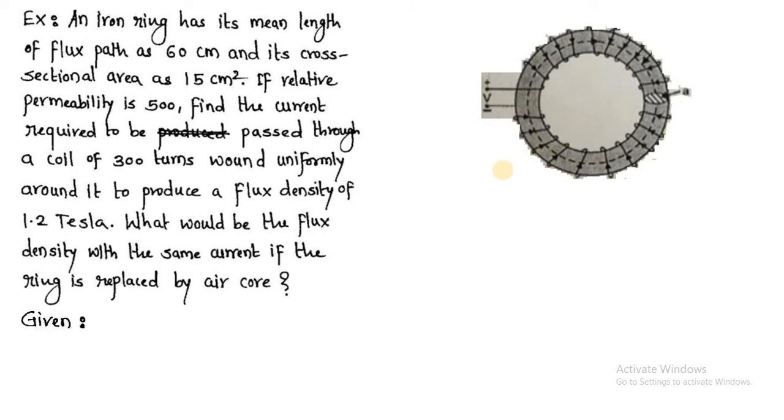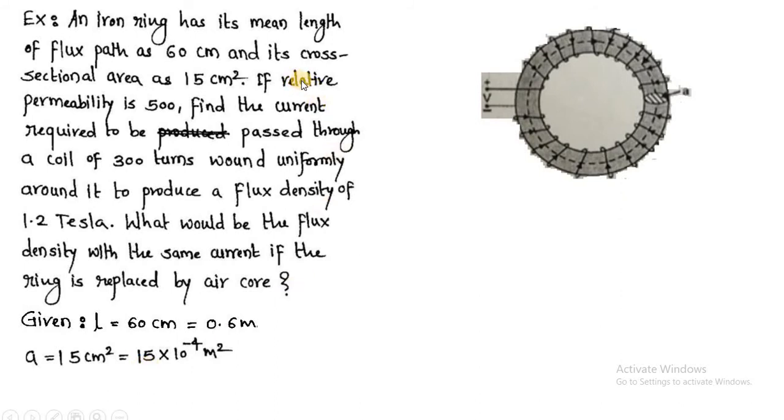Okay. So first we will list out the data. The mean length of the flux path is 60 centimeter. So what are we supposed to do? Convert it into meter. Exactly, convert it into meter. So we multiply it by 10 raised to minus 2, so it is 0.6 meter. Then the next data is the cross section area, 15 centimeter square. Again that area is given in centimeter square, so in meter square the area is 15 into 10 raised to minus 4.